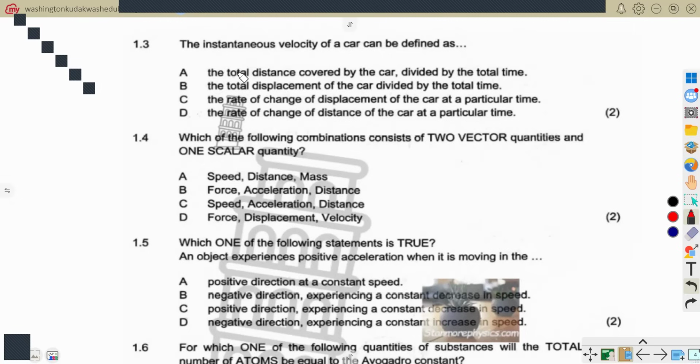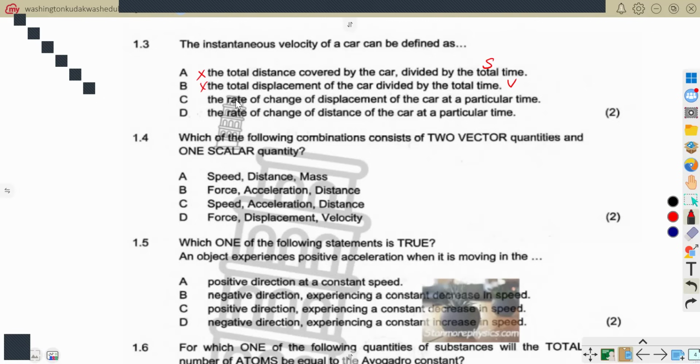On option A, it was saying the total distance covered by the car divided by the total time. This is average speed. And then the second option was saying the total displacement of the car divided by the total time. This is average velocity. But we are looking for velocity at a particular time, so these two are already out.